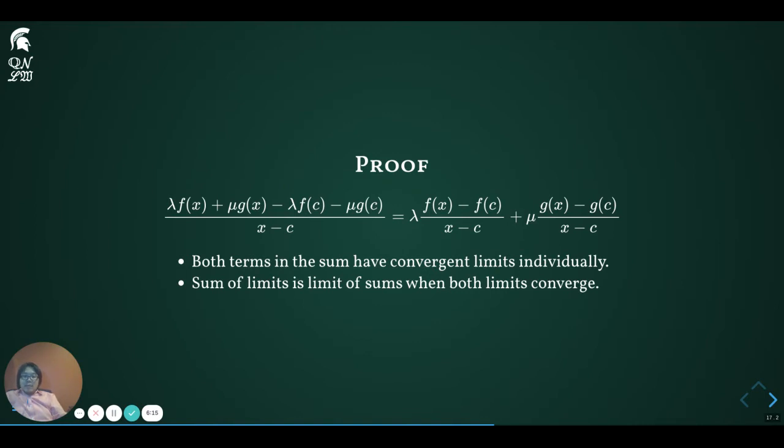Now, if we take the limit as x approaches c, the difference quotient for f converges, and the difference quotient for g converges. These are both due to f and g being differentiable at c by our hypothesis. And since we know, based on what we learned about the arithmetic of limits, we conclude that the limit of the difference quotient for the function lambda f plus mu g must also converge to the sum of the limits. And this is what we wanted to prove.